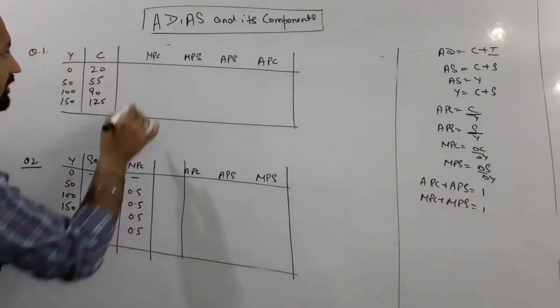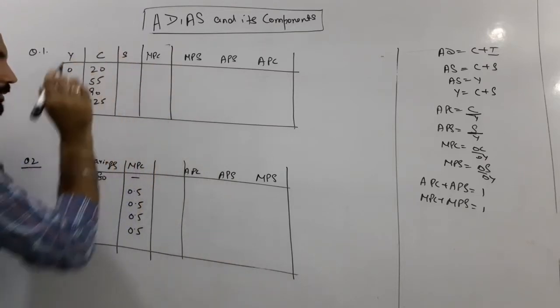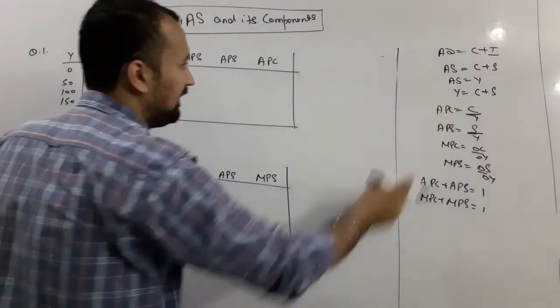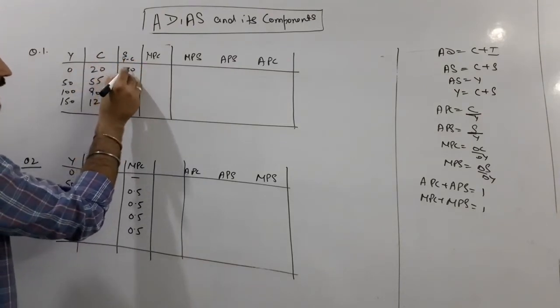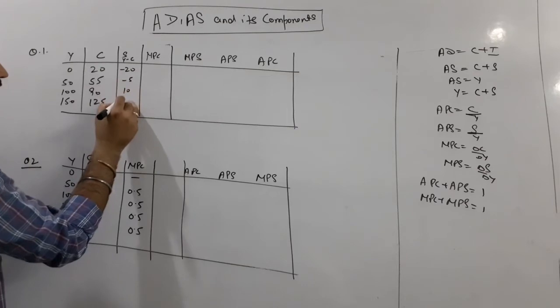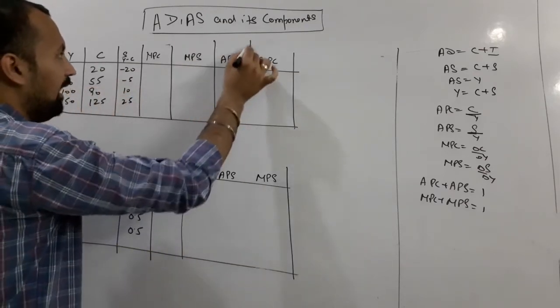What I am doing is, first of all, I am giving one space to finding out S. As Y equals C plus S, so S equals Y minus C. First values are minus 20, minus 5, 10, 25. Is it clear? Next we need to find out MPC.